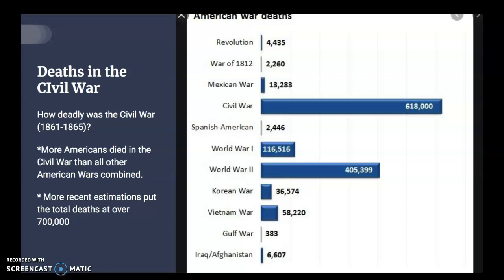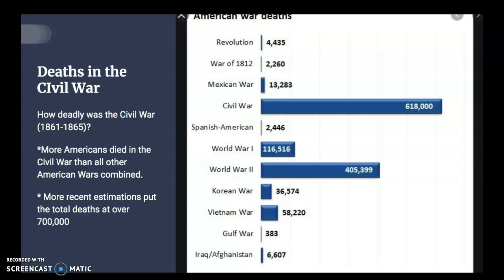Civil War was. So this graph over here, this axis, has all of the major wars in American history, from the Revolution all the way down to Iraq and Afghanistan. And this bar represents how many people died in these wars. So if you notice, this bar is way longer than everybody else. That is the Civil War. And in fact, more Americans died in the Civil War than all other American wars combined. And more recent estimations of this number right here put it over 700,000. So this is a major event in American history. It cost the lives of a lot of people, and it created from its ashes a new country.